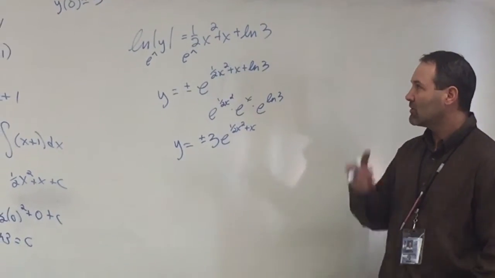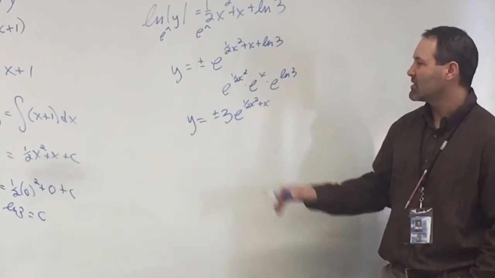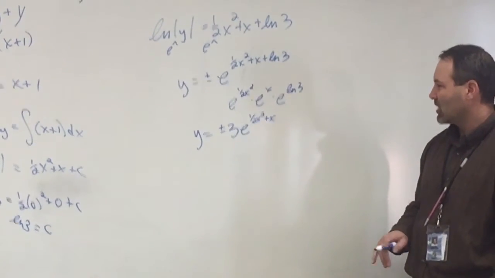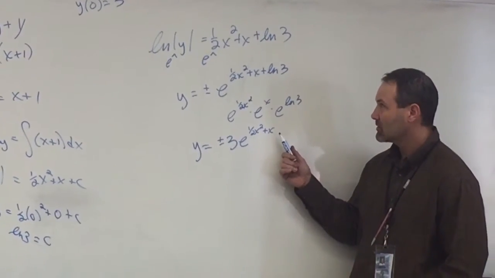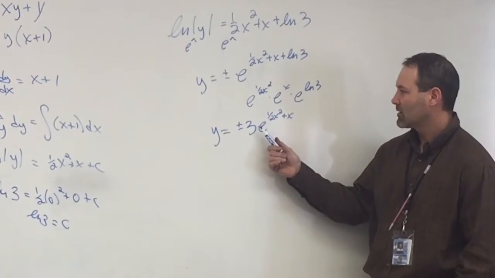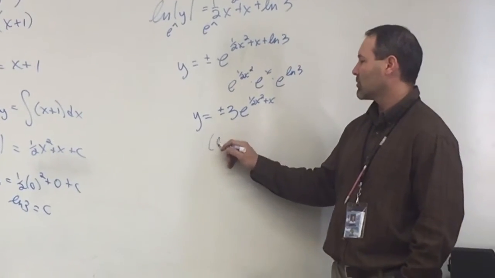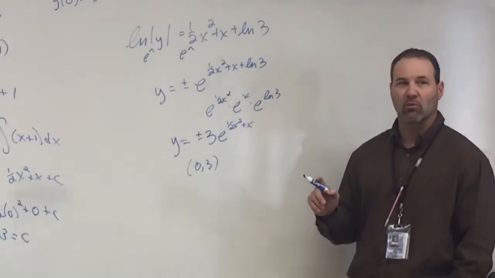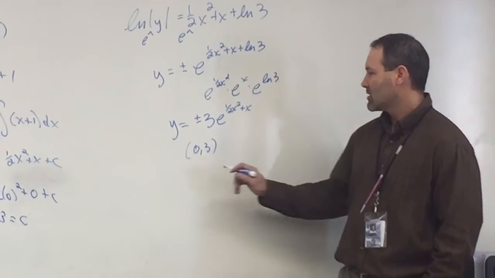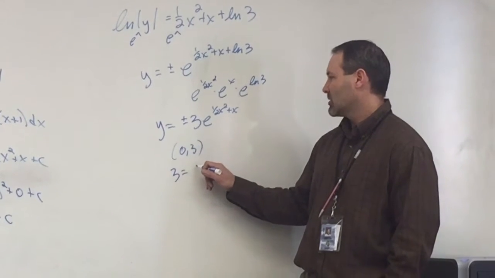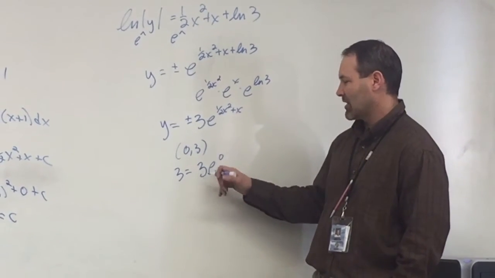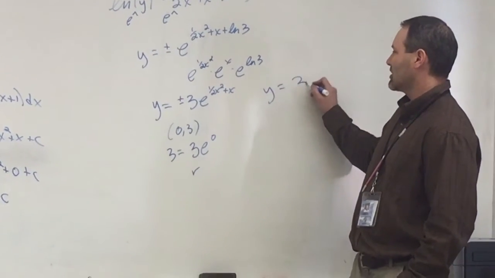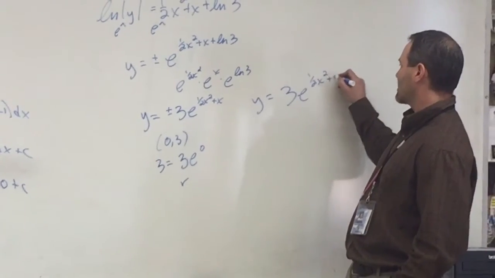So now we have to pick which of these plus or minus will make that true, 0, 3. If you plug in 0 for x, does 0, 3 work whether it's positive or negative? Which one only works? Positive. So if I get 3 equals positive 3 e to the 0, that's the one that works. So it should be positive 3 e to the 1/2 x squared plus x would be our answer.